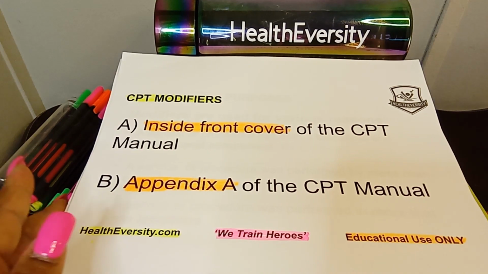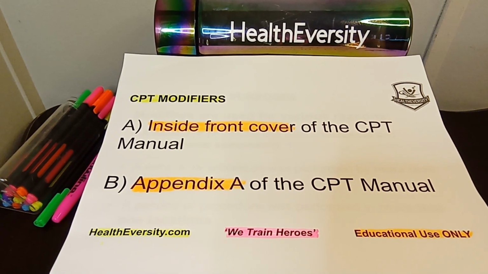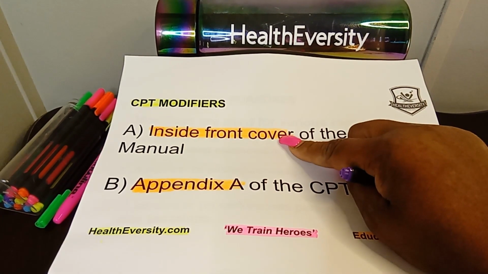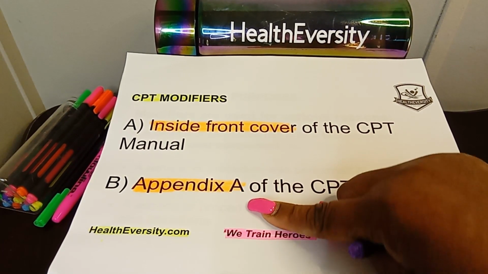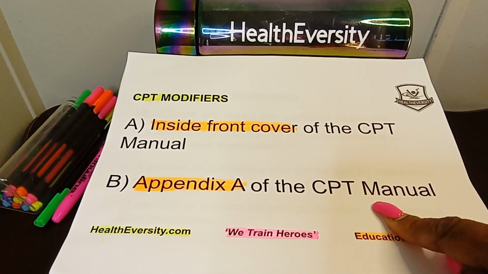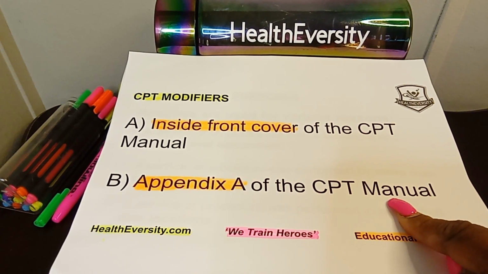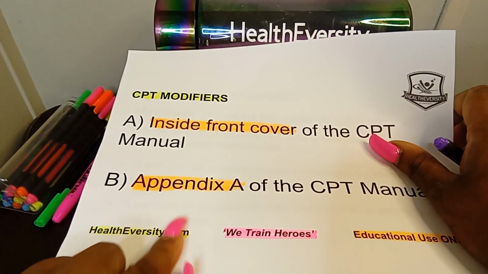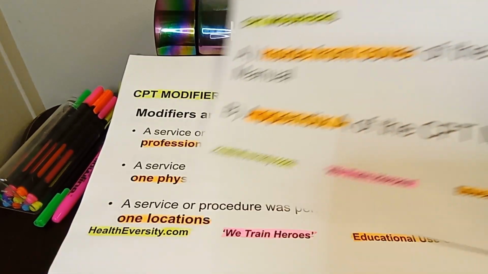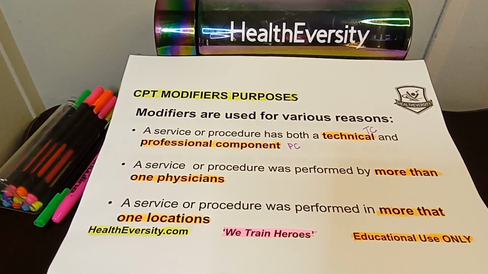Let's move on. Where can we find these modifiers? It's inside the front cover of your CPT manual, or in Appendix A. Appendix A is in the CPT manual, around the back of the manual. So you check your CPT manual, and this gives more definition, Appendix A. All right. Let's move on.